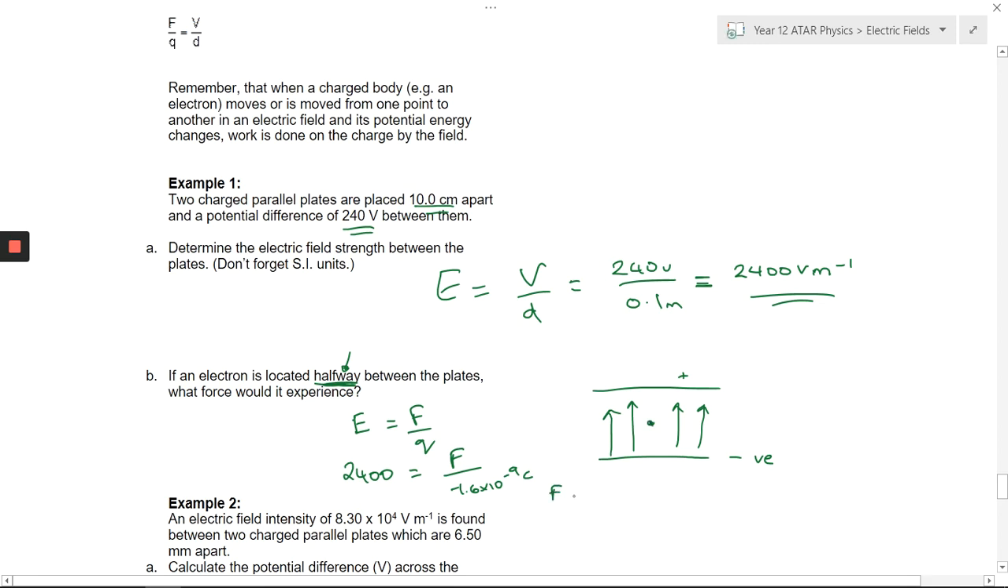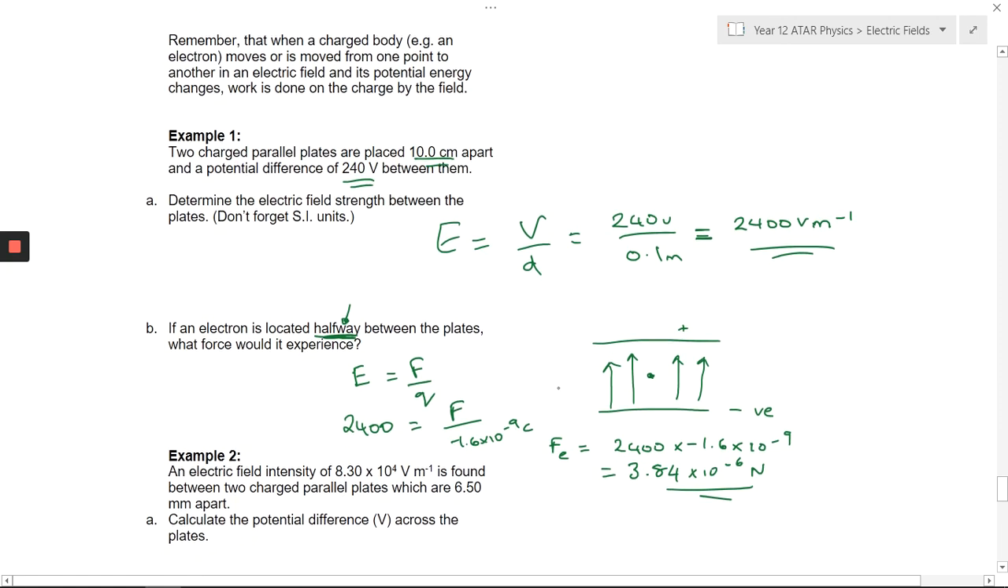So I think the force on the electron should be 2,400 volts per meter times negative 1.6 times 10 to the minus 9, which would give me 3.84 times 10 to the minus 6 newtons. Okay, that's what it would give me.